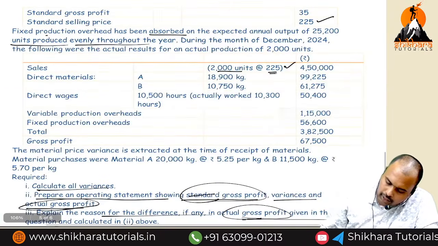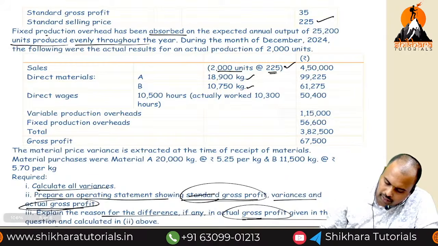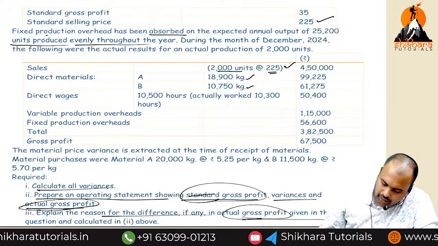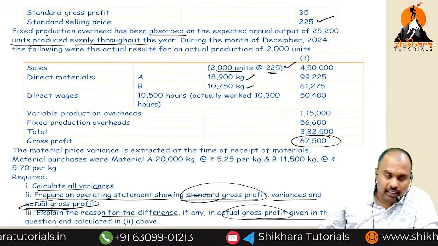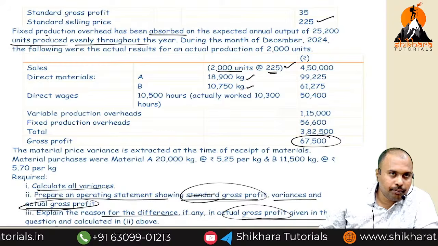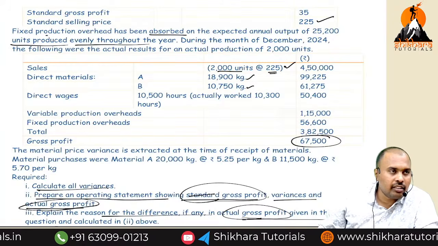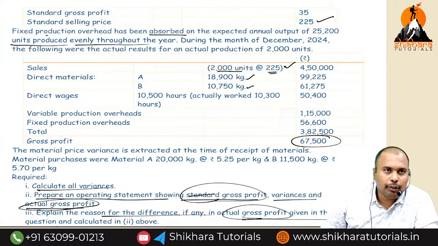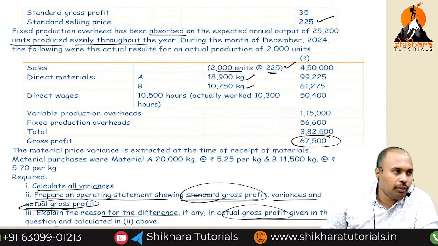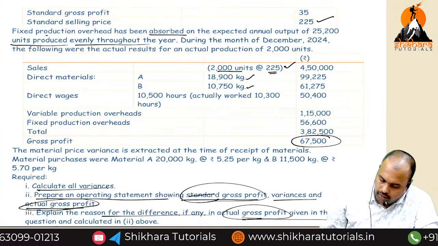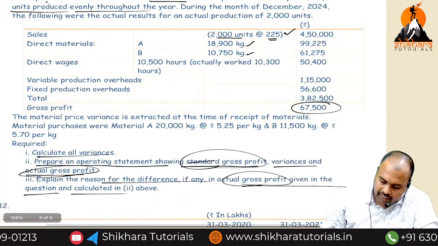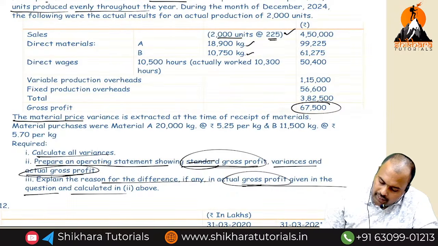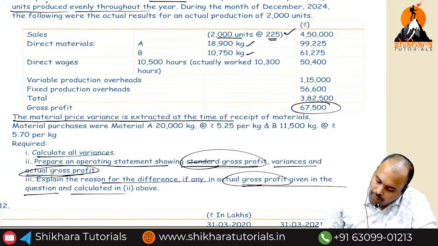Okay. Direct material, direct labor, they have given wages. So direct wages is given, production overhead, fixed overhead, total gross profit is given as 67,500. Clear? Now I have to make a reconciliation statement between 70,000 rupees and 67,500 rupees. Why there is difference of 2,500 rupees? Clear? So to do that, I do require various variances, right? But here in the question they are asking, the material price variance is extracted at the time of receipt of materials.